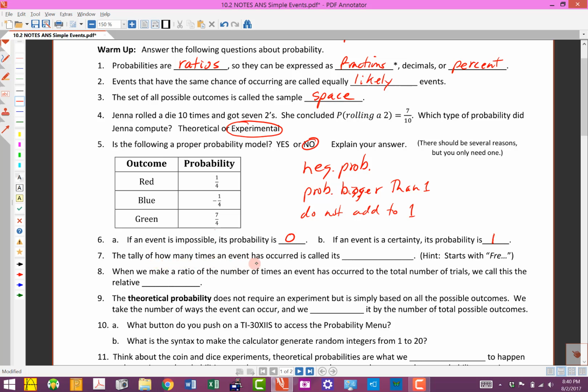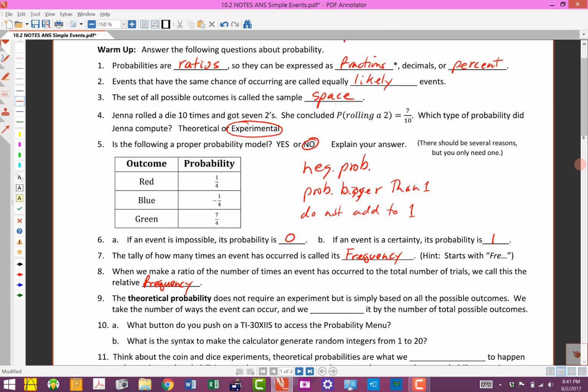The tally of how many times an event has occurred is called its blank. And then a hint here, it starts with FRE, and the word there is frequency. Okay, so another word for counting up how many times something happens, instead of saying tally, the technical word for it is the frequency. How often did it occur? Number 8, when we make a ratio of the number of times an event has occurred to the total number of trials, we call this the relative blank. Well, that would be the way we compute an experimental probability, but remember from yesterday, we call that the relative frequency.